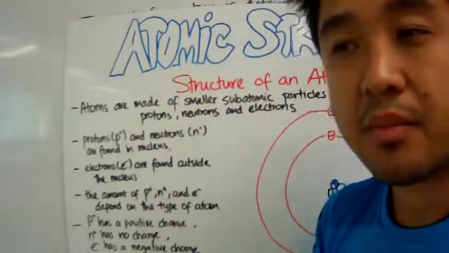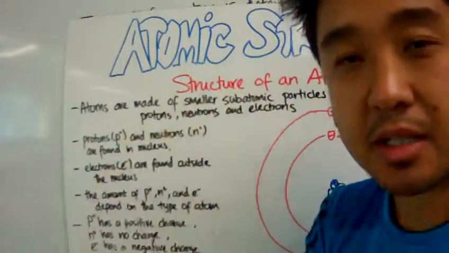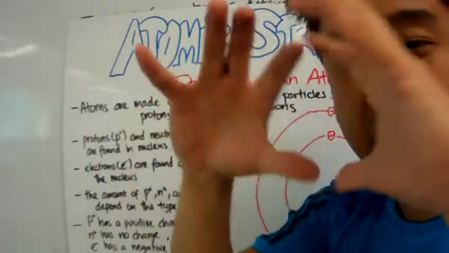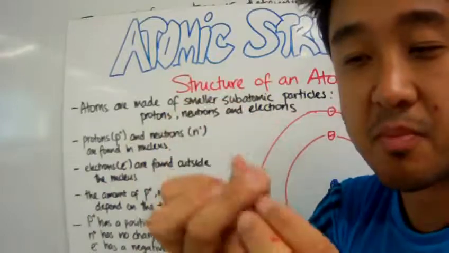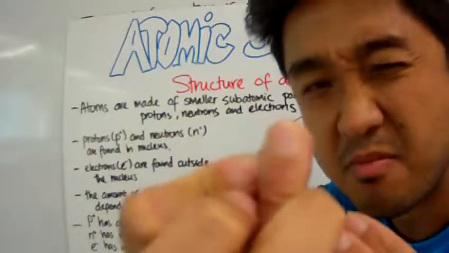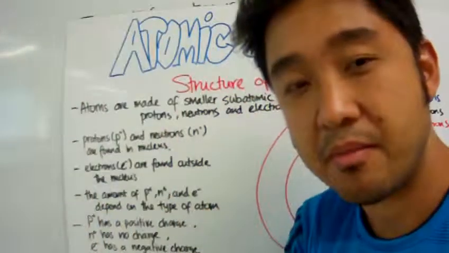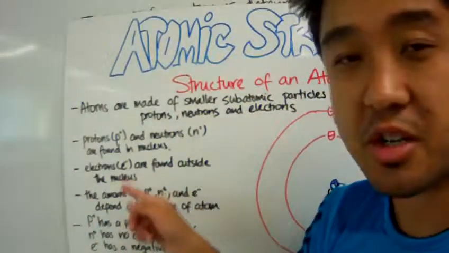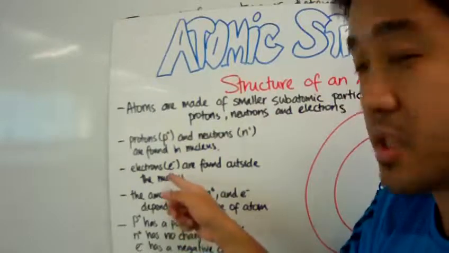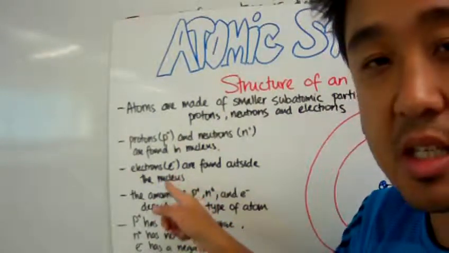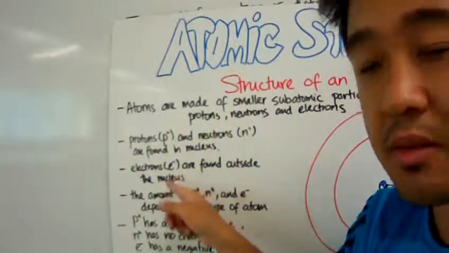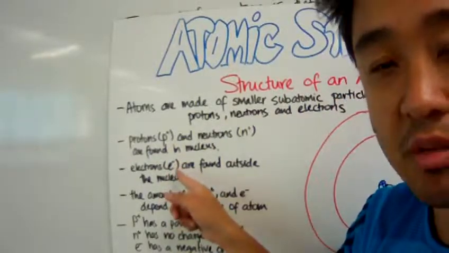Electrons are found outside the nucleus. They are outside the nucleus. Okay, the nucleus may be this small, right in the center, really small, and the electrons are outside there. Now, electrons are represented with a symbol lowercase e with a superscript negative sign at the top right corner.